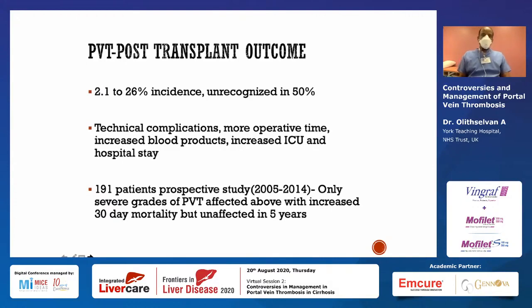In the transplant setting, we do come across portal vein thrombosis quite often. It can be up to about 25%, unrecognized up to 0.5% till the time of workup. Now, studies have shown us in the early stage, and the logic as well, that when this occurs, you have more technical complications, more post-operative time, increased blood products needed during the surgery and after that, and increased ICU and hospital stay. But look at a recent prospective study which has gone till 2014.